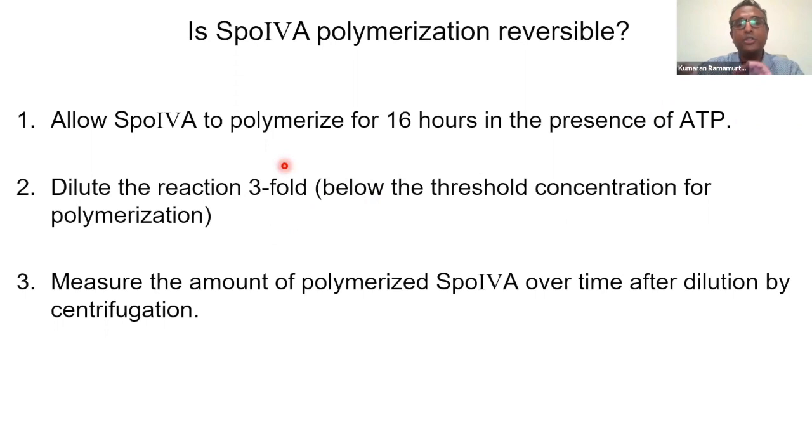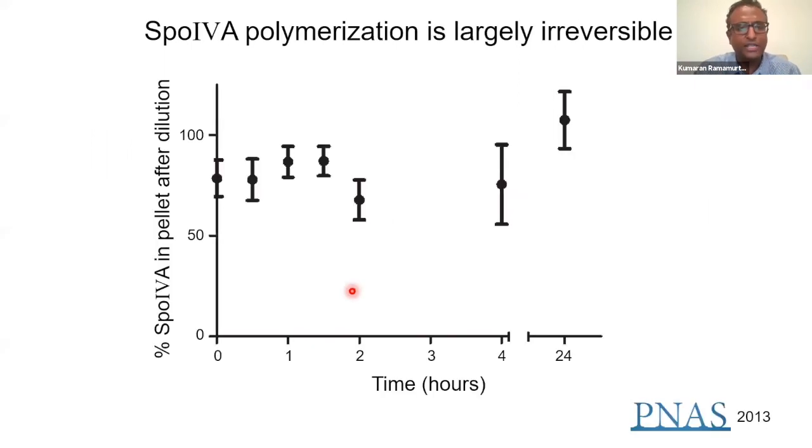So this was below the threshold concentration of polymerization that we experimentally determined. So basically, if you do this with tubulin, the tubulin polymers will fall apart and they won't be able to reform because they're now below the threshold concentration for polymerization. And so then we went ahead and measured the polymerized SpoVM after time using differential centrifugation.